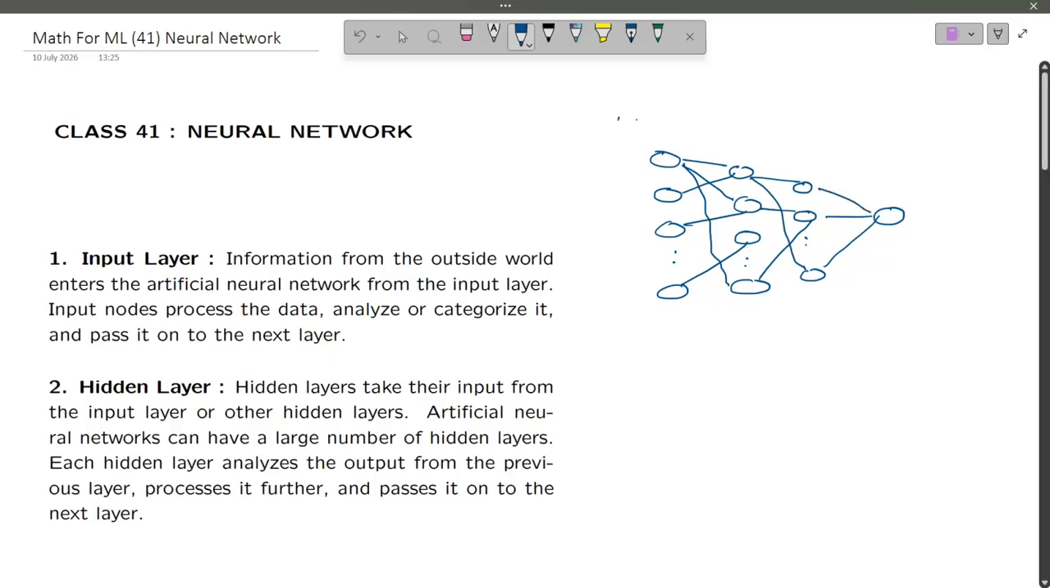So we start with input nodes, then we have hidden nodes, then we have the output node. So input nodes constitute the input layer. Information from the outside world enters the artificial neural network from input layer. Input nodes process the data, analyze and categorize it and pass it on to the next layer.